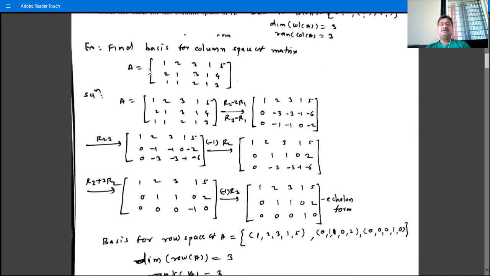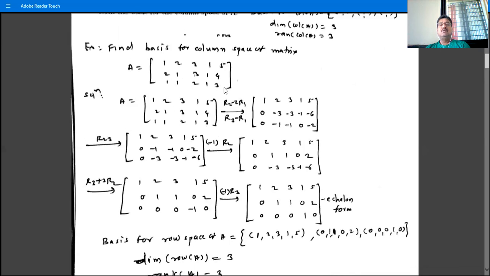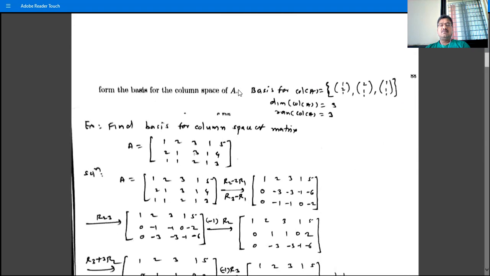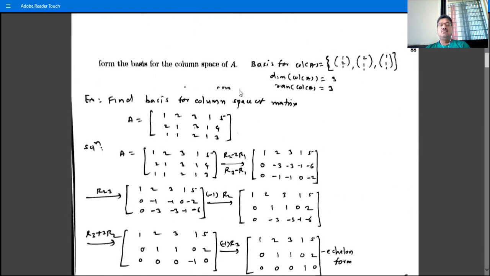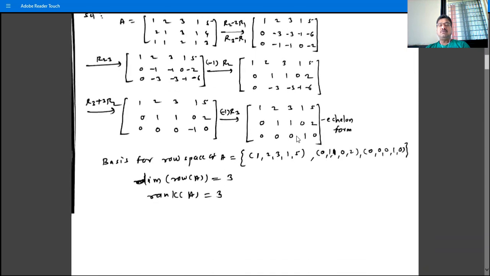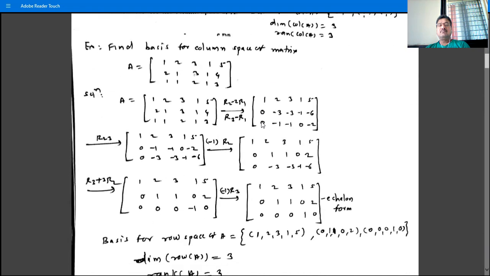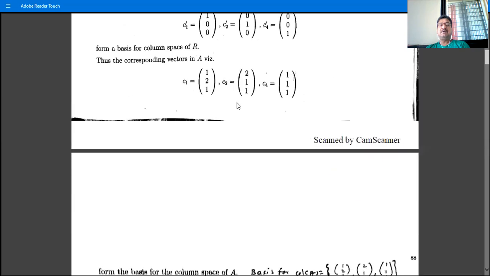So find the basis for the column space of the matrix 1 2 3 1 5, 2 1 3 1 4, and then 1 1 2 1 3. That is the same matrix. So we have to reduce this matrix to echelon form. Okay, so this is the simplification of this example.